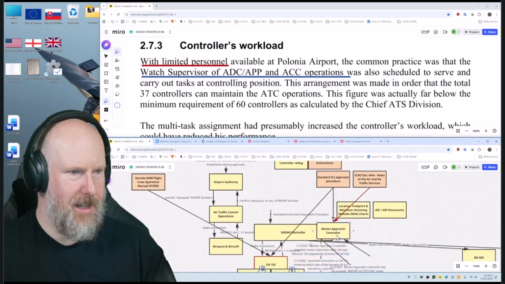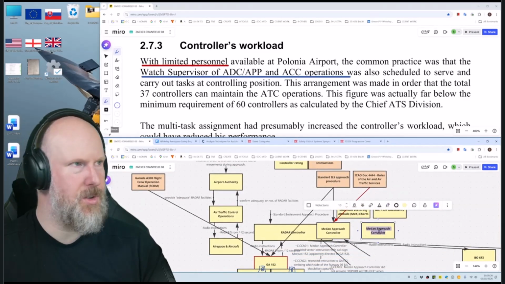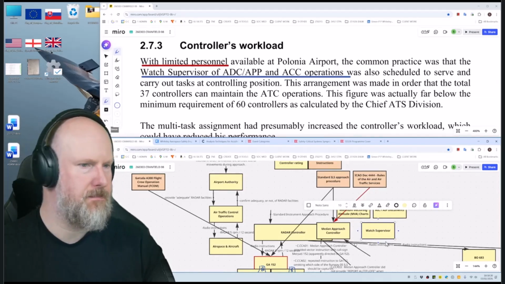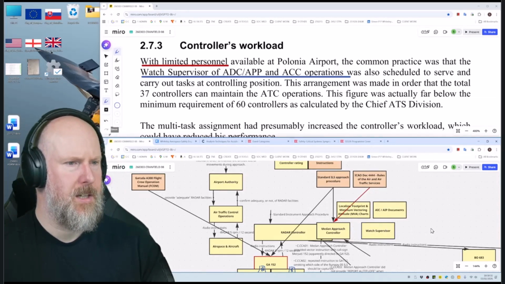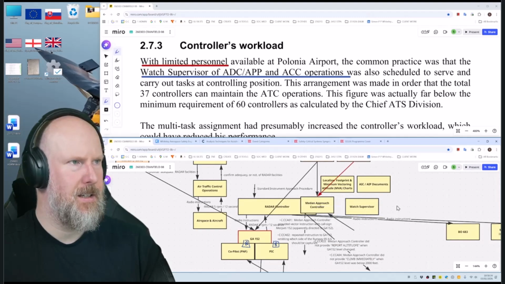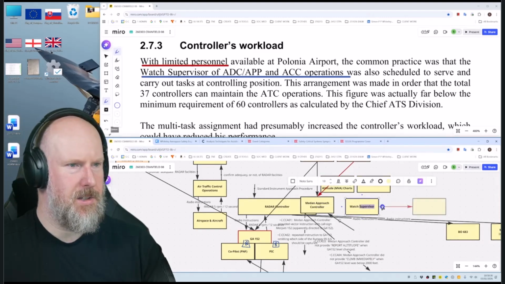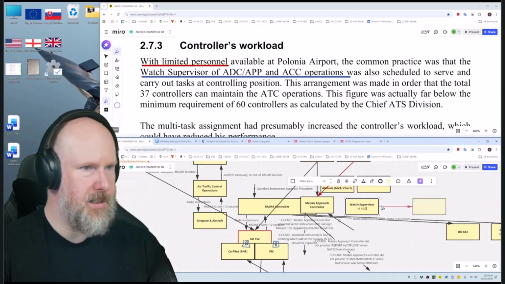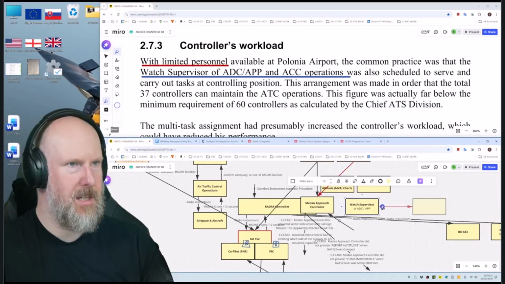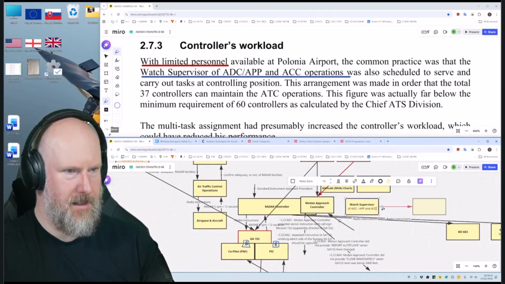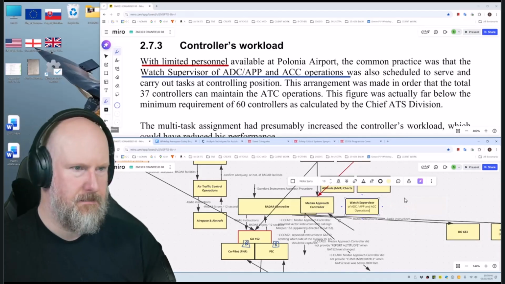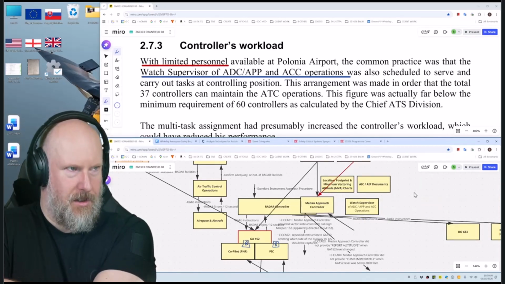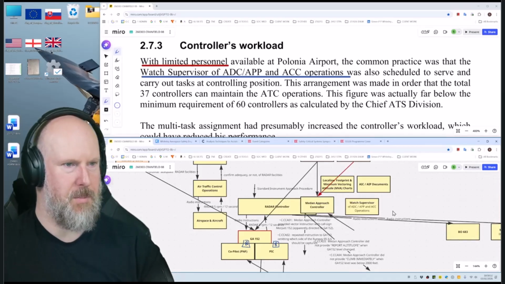So we've got a watch supervisor, and they are the supervisor of ADC, APP and ACC operations, and they were also scheduled to serve and carry out tasks at the controlling position.